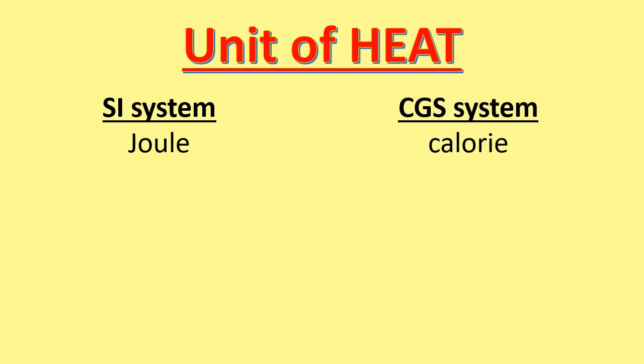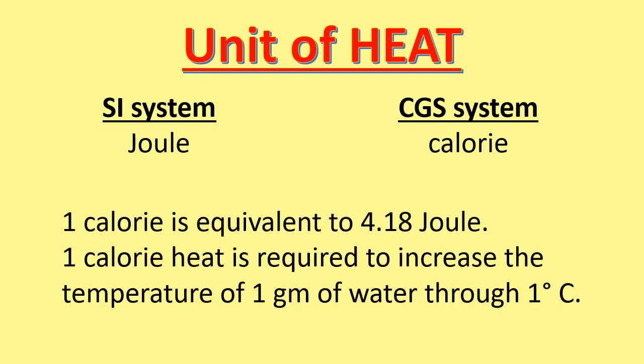Now let's have a look at unit of heat. In SI system, the unit of heat is joule, while that in CGS, the unit is calorie. 1 calorie is equivalent to 4.18 joule. 1 calorie heat is the heat required to increase the temperature of 1 gram of water through 1 degree Celsius.